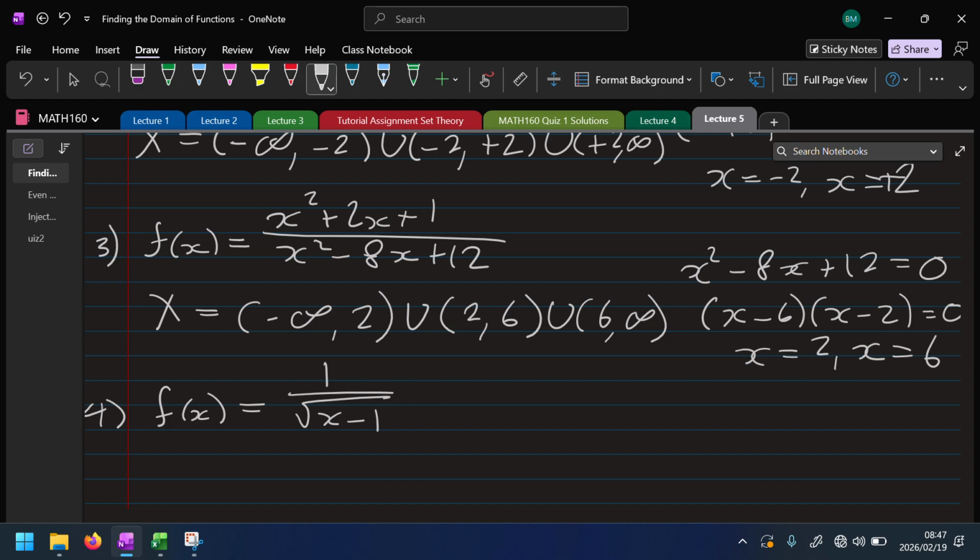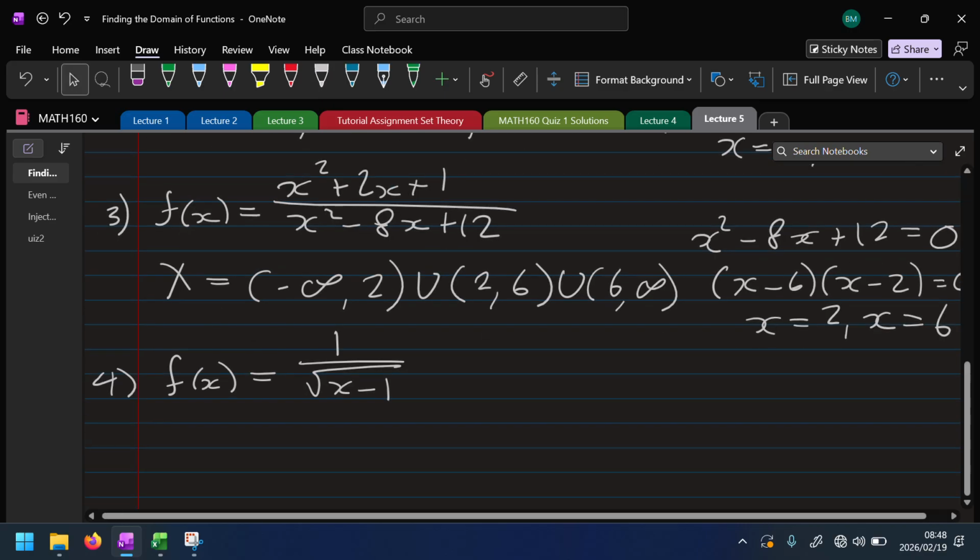Okay, this is not a rational function. The bottom part is not a polynomial. Okay, so it's not a rational function, but the idea is the same. Because we have 1 over something, that bottom part cannot be 0. Otherwise, you're dividing by 0. So that's the first thing. That bottom part cannot be 0.